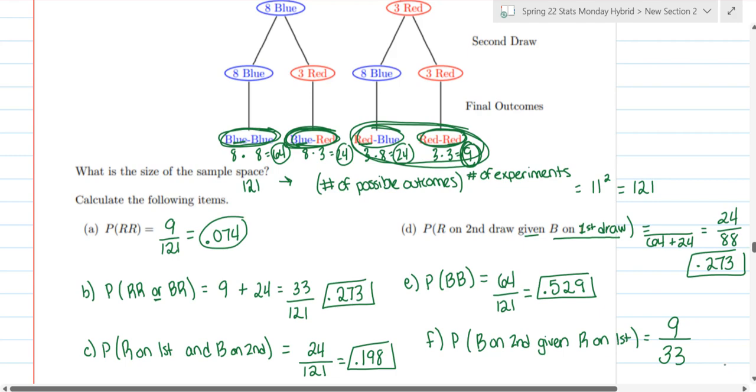Let's see here. Oh, sorry, it's blue on the second draw, not red on the second draw. I was reading that wrong. So blue on the second draw, that would be the 24 out of 33. Red on the first draw would be 9 out of 33, and then red on the second draw, given red on the first, would be 9 out of 33. Blue on the second draw, given red on the first, 24 out of 33, which is 0.727.